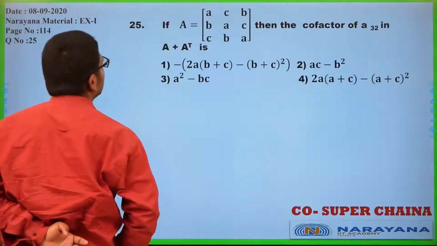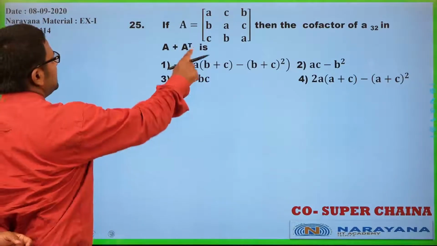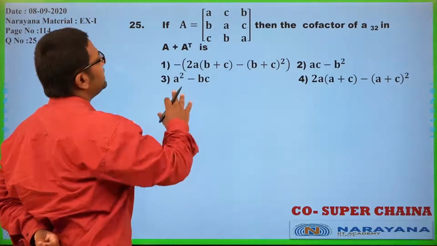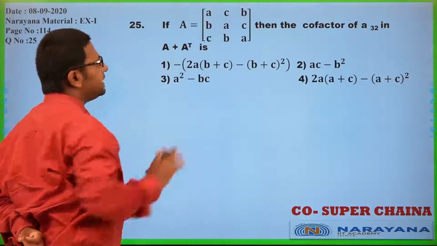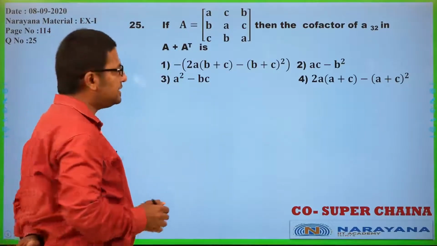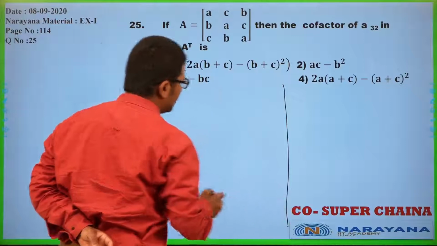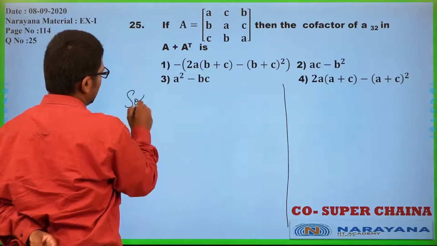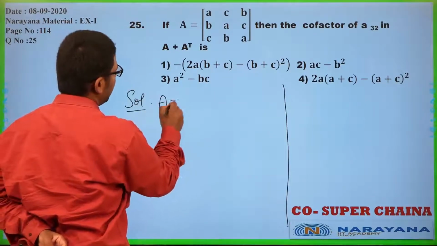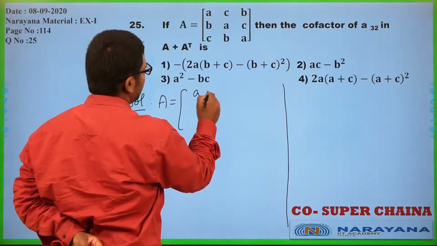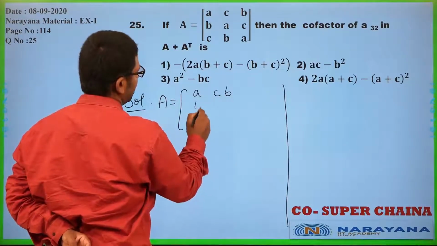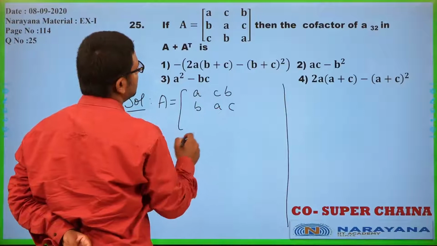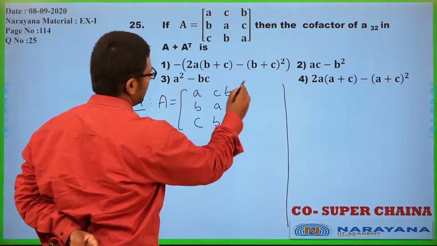If A is this given matrix, then find the cofactor of a32 in A plus A transpose. Let us first figure out what A plus A transpose is. So A is this matrix: a, c, b; b, a, c; c, b, a.